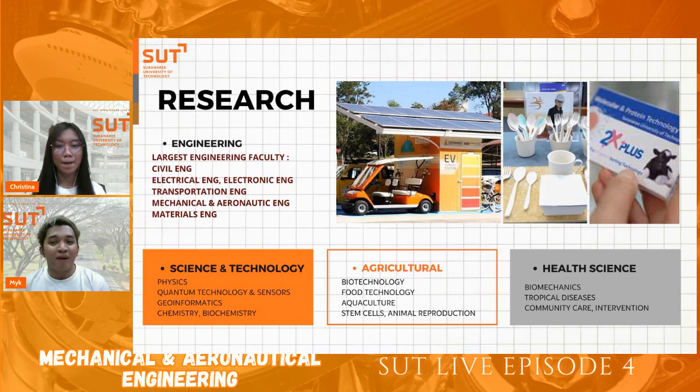SUT has diverse and impactful research areas, emphasizing its strength as a hub for innovation here in Nakhon Ratchasima. SUT boasts the largest engineering faculty in Thailand, encompassing fields like civil, electrical, mechanical, and materials engineering, alongside robust research in science and technology, including physics, quantum technology, and chemistry. The university also excels in agricultural biotechnology, food technology, and aquaculture, as well as health sciences, focusing on biomechanics, tropical diseases, and community care. These diverse research areas showcase SUT's commitment to advancing knowledge and addressing critical challenges across multiple disciplines, contributing to the region's development and beyond.